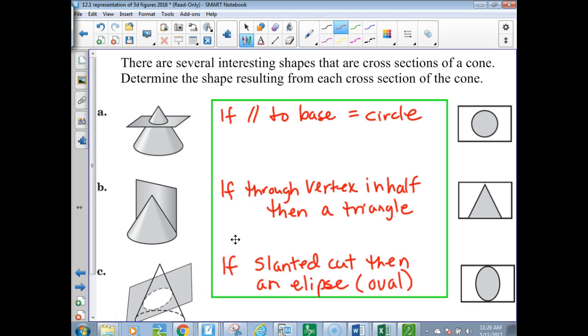Now, they didn't bring one up. If you went vertical, I'll just tell you what it's called. If you went vertically through like here, it would be an arced shape, and it would be half of a hyperbola, or it would be a parabola, actually.